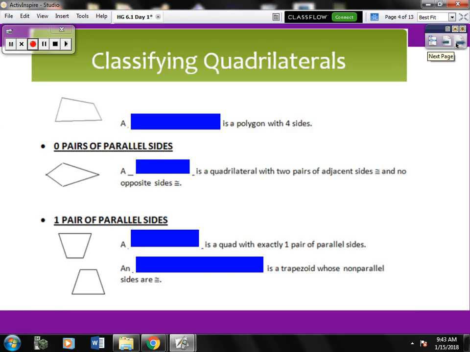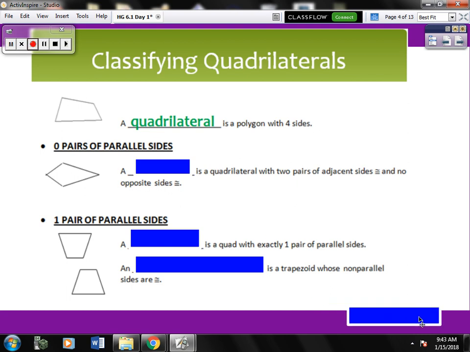So the first one is just the generic name. A quadrilateral is a polygon with 4 sides. That's any shape that has 4 sides. All right, and then there are some more classifications. If it has 0 pairs of parallel sides, it may be a kite.